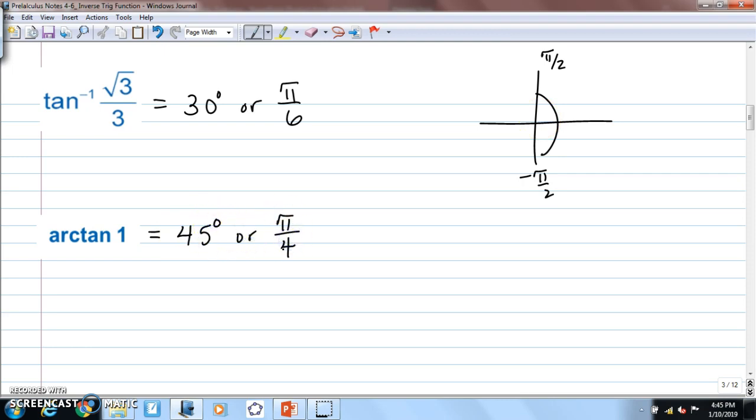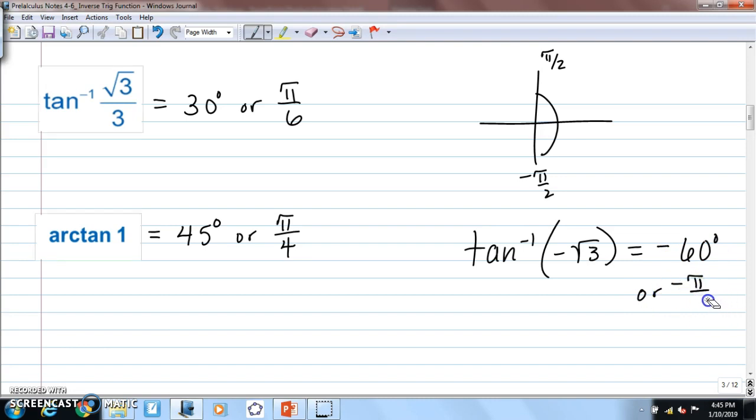Okay, so if we had one that was negative, for instance, let's say we were doing inverse tangent of negative square root of 3. Okay, well, that has to be in the fourth quadrant, so we're just doing exactly what we did with sine and just reporting it as a negative degree, or radian. So it's negative 60 degrees or negative pi over 3 radians.